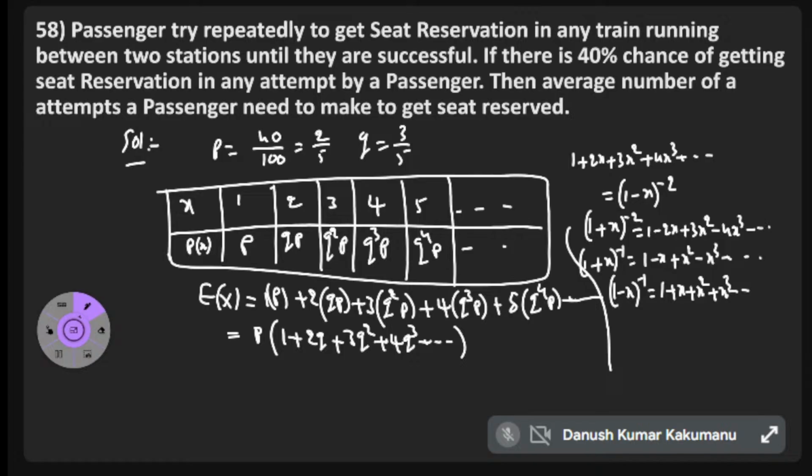What is its simplification here? P into the series, which is P into (1 minus q) to the power of minus 2. What is x here? q. What is 1 minus q? It is p. So p to the power of minus 2, which equals p by p square, which is 1 by p. What is p here? 2 by 5. So 1 by 2 by 5 is 5 by 2. The average number of attempts a passenger needs to make is 5 by 2.